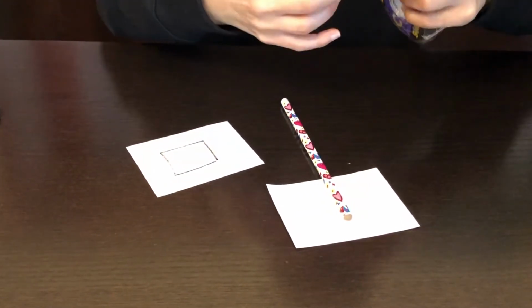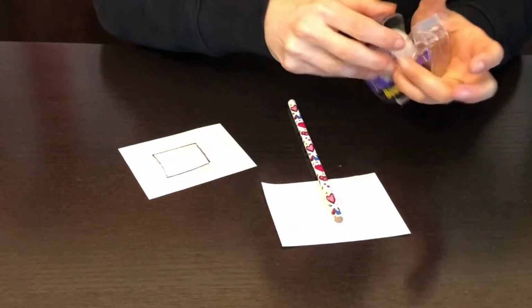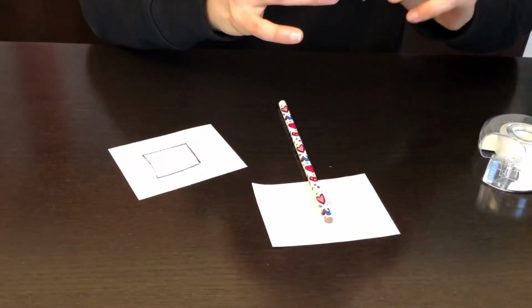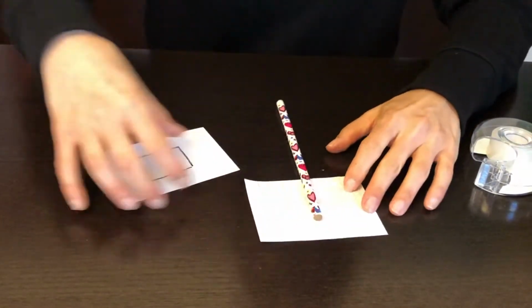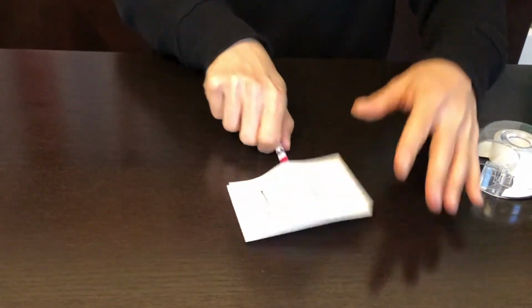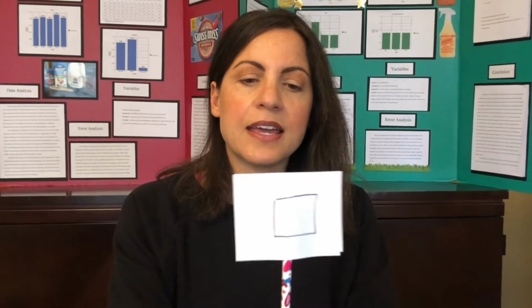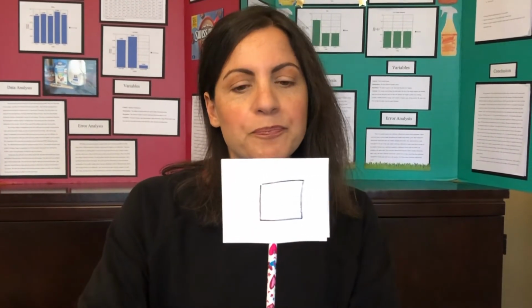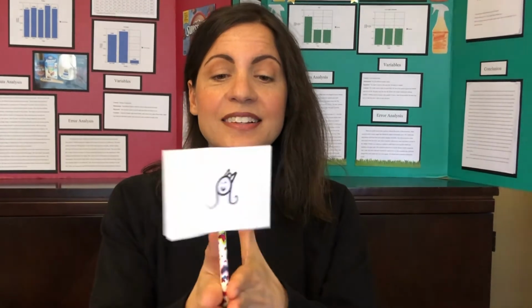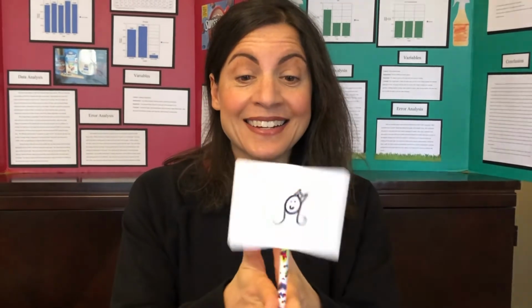It really doesn't matter how you tape it. Everybody has their own techniques. I'm just gonna make it up as I go. And then I'm going to put my window on this side. So as you can see, on one side I have my girl, and on the other side I have my window. I'm going to twirl my pencil like this, and what I am seeing is the girl inside of the window. She is inside of the window looking out.